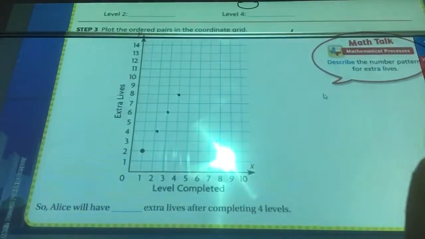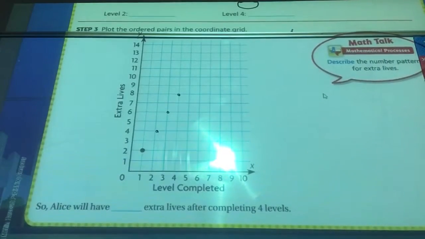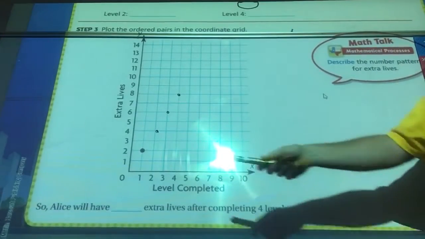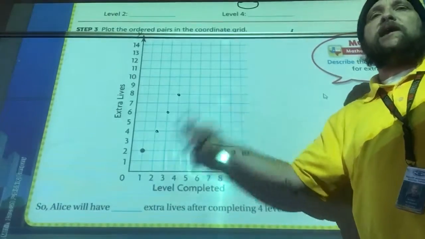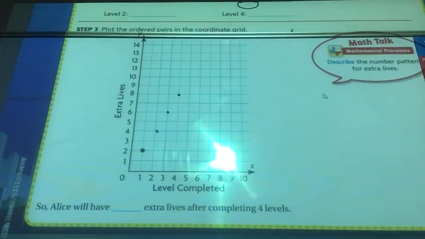Okay, so that's what your graph would look like. You're graphing the ordered pairs. It doesn't have lines. This is not a line graph. This is graphing the ordered pairs.